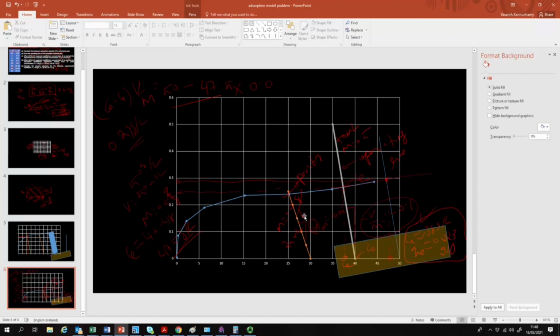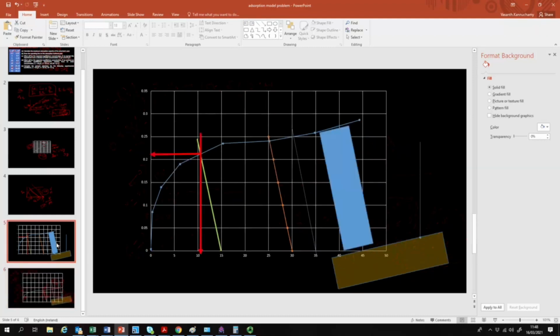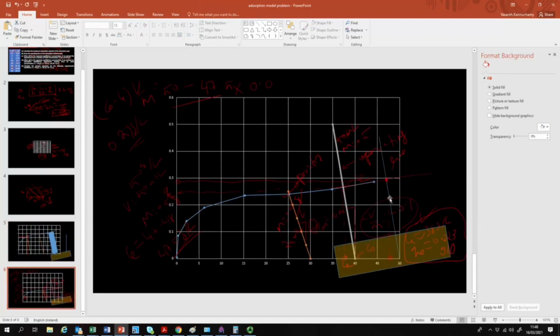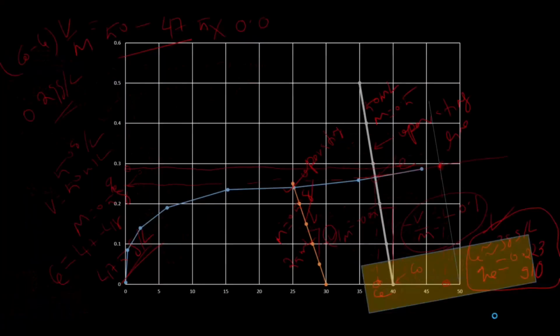I think it's correct. I didn't make any mistake. So this value is correct. This is in grams per gram. So how to multiply? This is multiplied by volume, which is 0.05 liter, divided by mass 0.5. That value will be equal to somewhere around here in this graph. So I think we solved this problem.